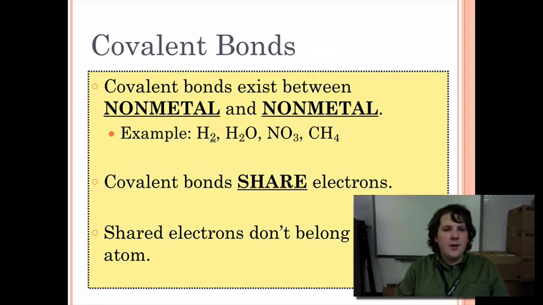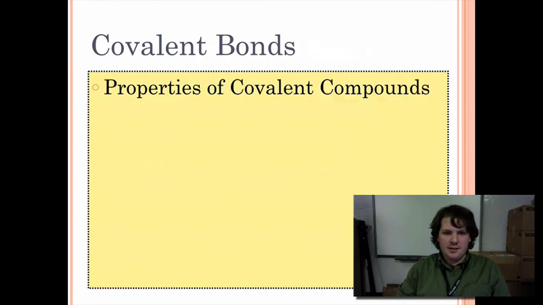All right, remember covalent bonds exist between nonmetals and nonmetals. Some examples would be H2, hydrogen gas, H2O, which is water, nitrogen trioxide, and then CH4, which is methane. Covalent bonds share electrons. Remember, the shared electrons don't belong to either atom, they belong to both. They both get to count shared electrons towards their total of 8 valence.